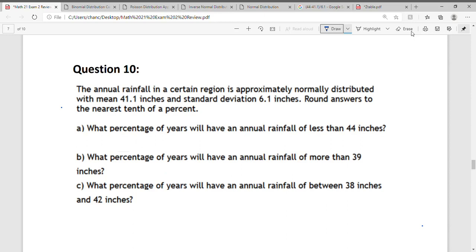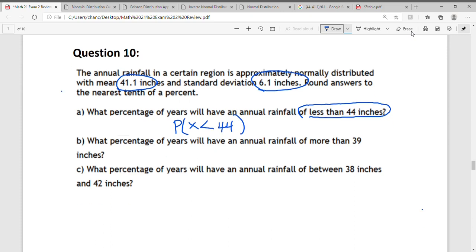Question 10. The average rainfall in a certain region is approximately normally distributed with mean 41.1 inches and standard deviation of 6.1 inches. Round your answers to the nearest tenth of a percent. What percentage of years will have an annual rainfall less than 44 inches? I'm looking for the probability that X is less than 44 inches.